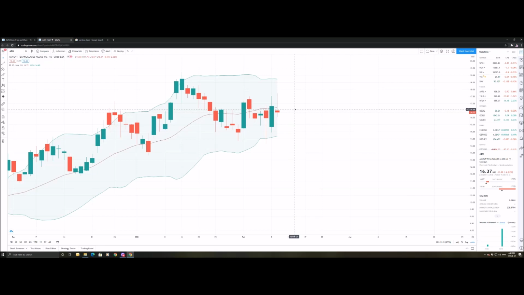Now, consolidation is typically a very good thing when in an uptrend, because effectively what it means is that the price is forming a solid base for the next move up, or the next leg up, whatever you want to call it. But it provides a solid point of support, which is critical.